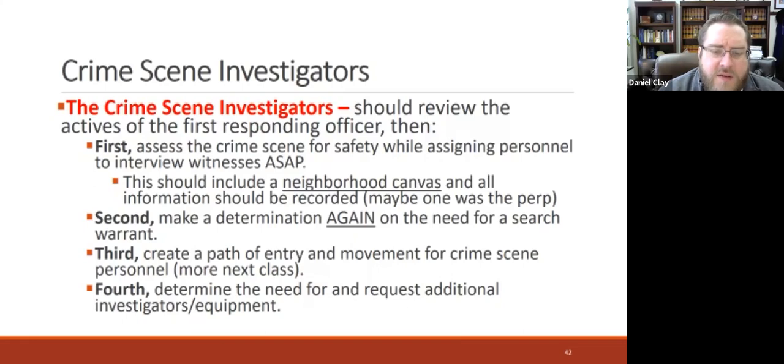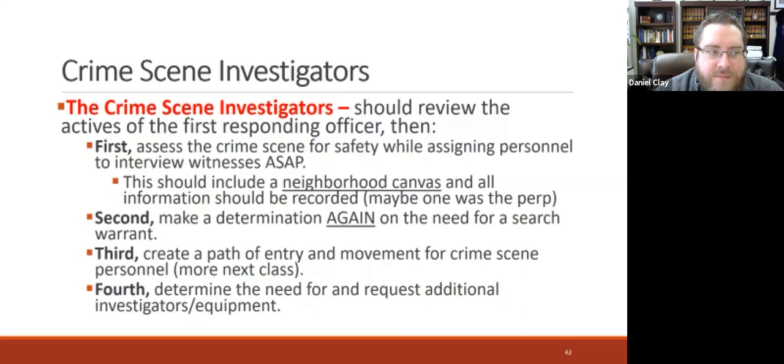And the fourth thing we're asking investigators to do is determine the need for and request additional investigators and equipment. Right? So let's say it's the dead neighbor that's rotting, the 94-year-old woman. Investigators are going to respond. They're probably going to say, okay, there's no need for us to do luminol spray. There's no cuts, there's no bullet wounds. She was just old.